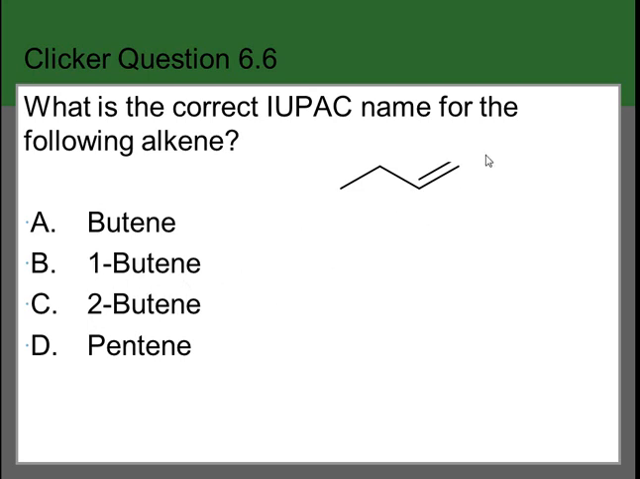Not 2-butene because it's between the 1 and the 2 carbons. We always use the smallest number possible, 1-butene.